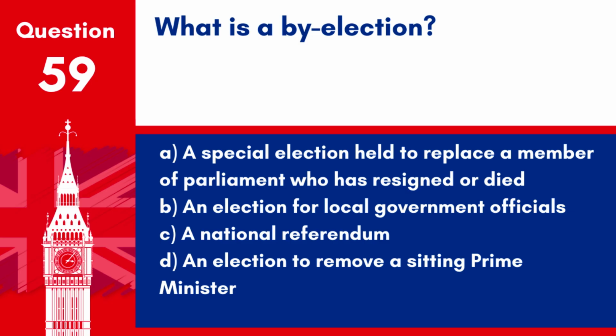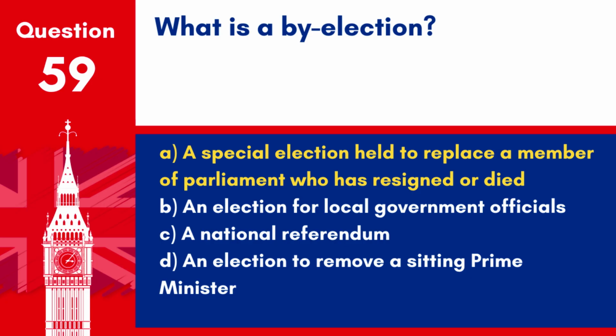Question 59. What is a by-election? A. A special election held to replace a member of Parliament who has resigned or died. B. An election for local government officials. C. A national referendum. D. An election to remove a sitting Prime Minister. Answer: A. A special election held to replace a member of Parliament who has resigned or died.